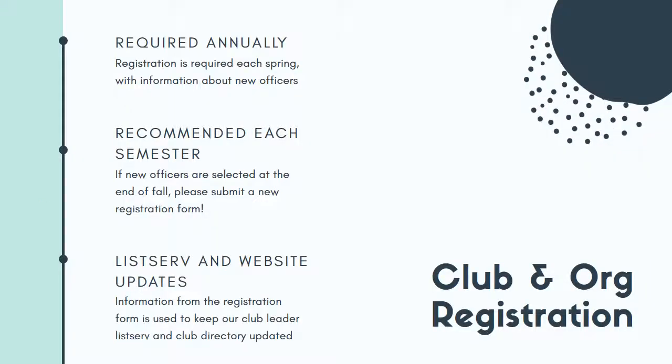The Student Activities Office requires campus clubs and organizations to register once per year in the spring semester or early summer. Typically, organizations select their new leaders for the next academic year sometime in April or May. As soon as you've done so, please complete the registration form to share that information with our office. If your officers change over the course of the academic year, we highly recommend you complete the registration form again to share that updated information with us.